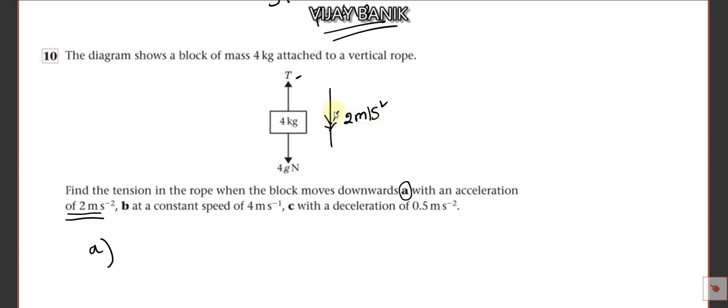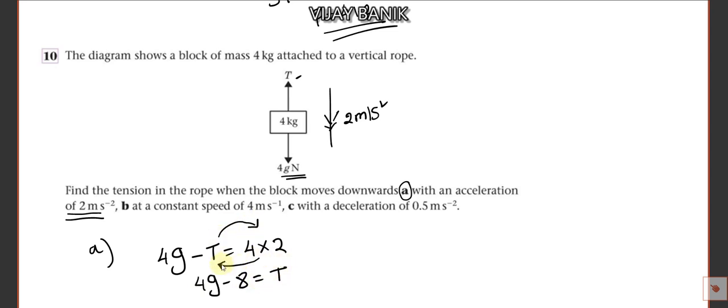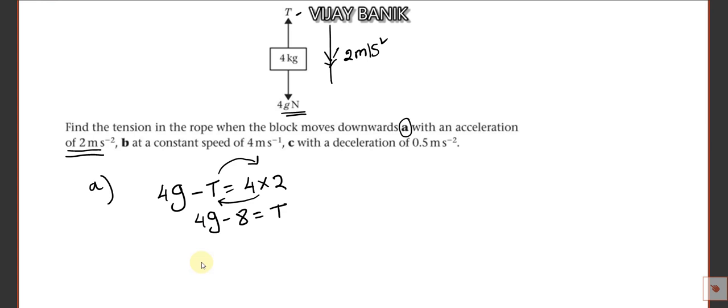As I said, whichever side the acceleration is, that side is positive. So 4g is positive and tension is negative. M into a is 2 times 4, which is 8. So 4g minus T is equal to 8. The T goes over here, 8 comes here: 4g minus 8. So 4 into 9.8 is 39.2. 39.2 minus 8 is 31.2. So tension is 31.2 Newton when accelerating downwards. So part A is over.